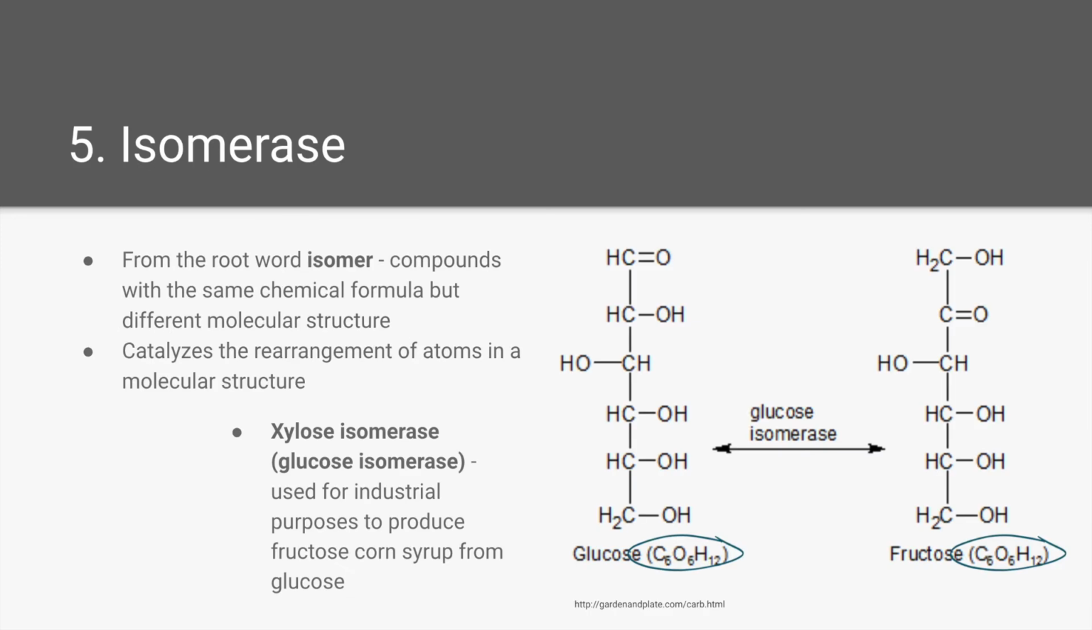Next is the isomerase. From the word isomer, isomers are compounds that have the same chemical formula but different molecular structures. Isomerase catalyzes the rearrangement of atoms in the molecular structure. An example is xylose isomerase, also known as glucose isomerase, pictured here. It's used to convert glucose to fructose.